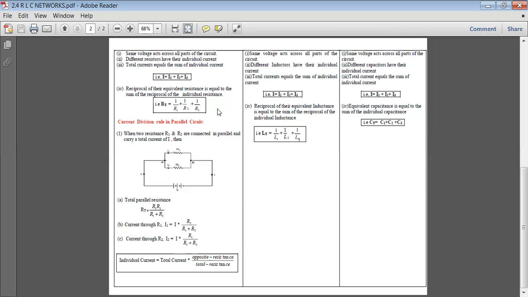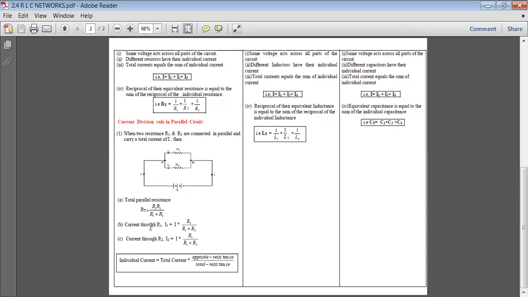Now the current division rule in a parallel circuit. When two resistors R1 and R2 are connected in parallel and carrying a total current of I, how will we find the values of I1 and I2? First we have to find the total resistance. When two resistors R1 R2 are connected in parallel, RT is equal to R1 R2 by R1 plus R2.